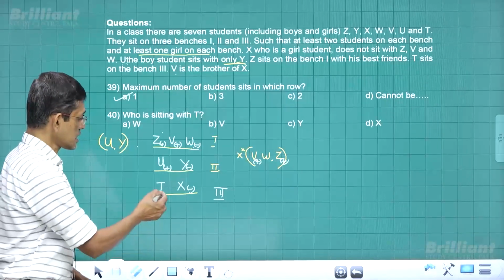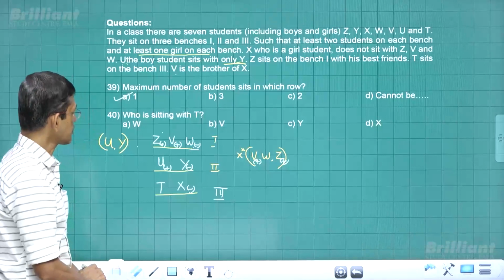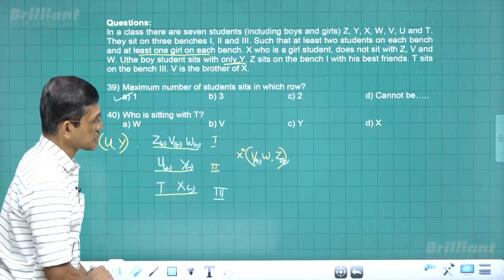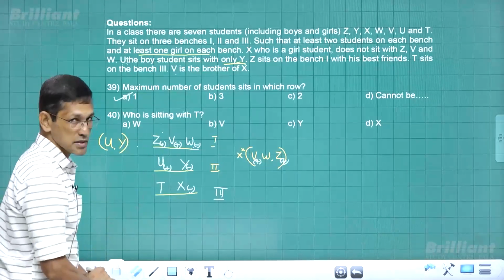Who's sitting with T? T is here. Who's sitting with T? X is sitting with T. So we got the answer for those two questions. Sometimes you may get a question for these type of arrangements.